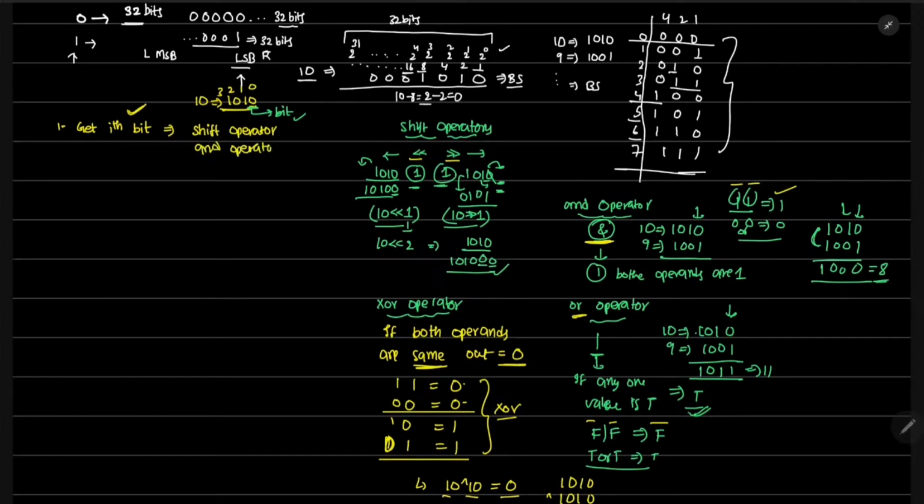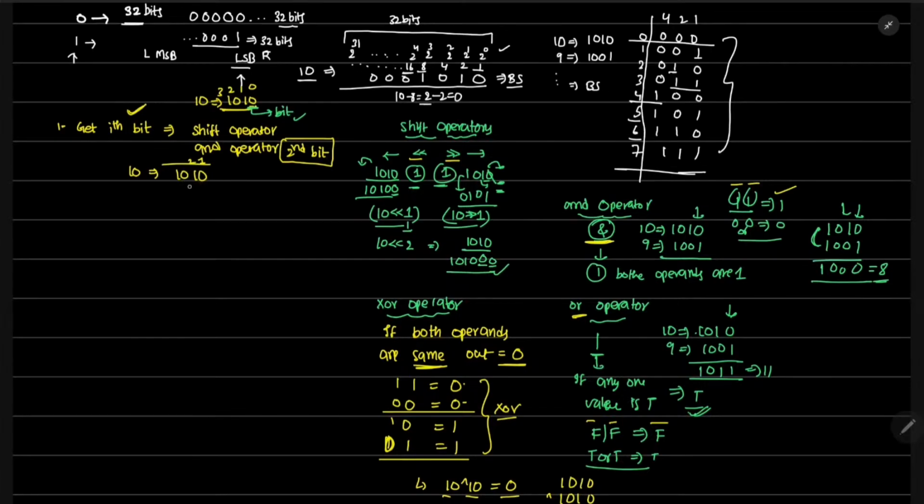So how do we do this? For 10, it is 1010. I want to get the second bit. This is the first bit, and this is the second bit. So how do you actually get this bit?